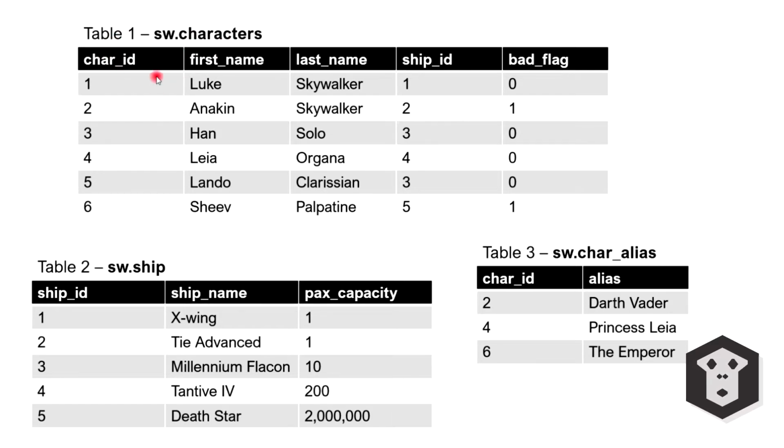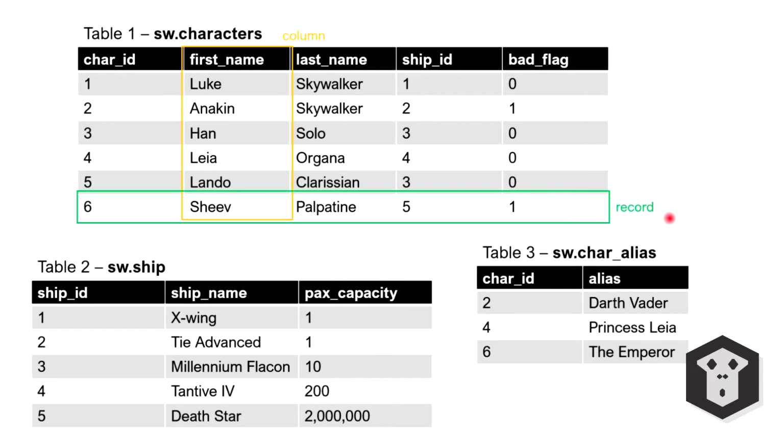Here's a table about Star Wars characters. The name is SW, that's the schema, by the way, dot characters. We have another table here about ships, and a third one here about characters' aliases. Each table is made up of columns, sometimes referred to as variables. And each row is called a record or an observation.